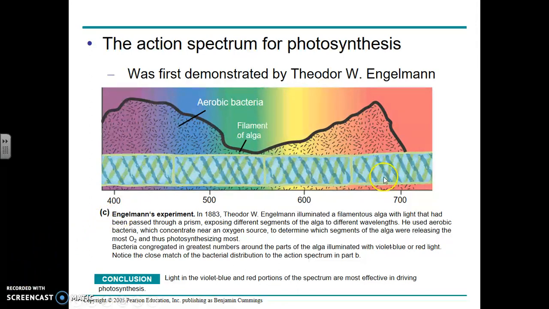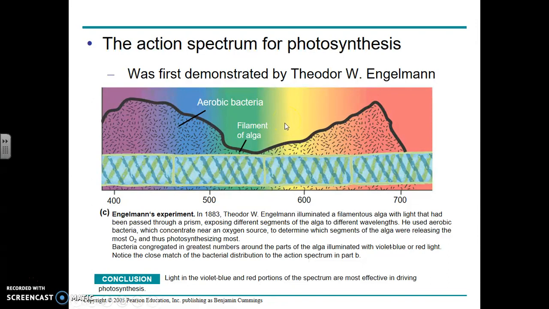On these algae, he grew some aerobic bacteria, which need to use oxygen to produce energy to grow in respiration, which we just took a quiz on. And he let it sit, and he let the algae do photosynthesis. And what he noticed is the bacteria accumulated or lived the most in the violet and blue light, as well as the orange and red light. But there was the least bacteria; the bacteria died in the green and yellow light.